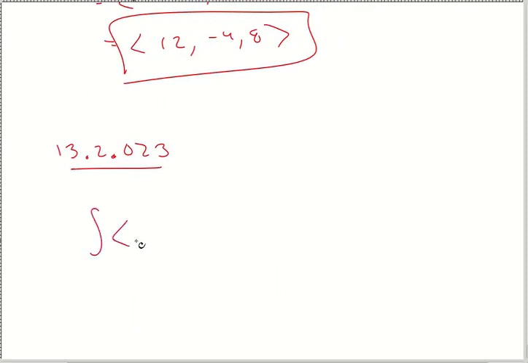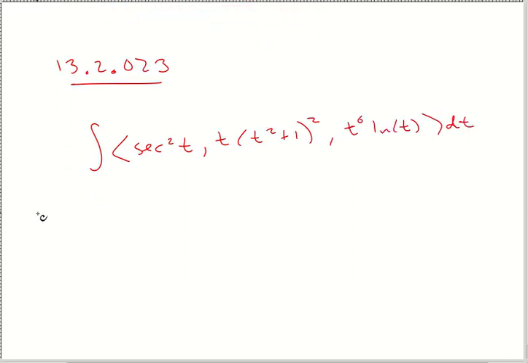13.2.023. I got integral of, and I'm going to write it with my notation, secant squared t times t squared plus 1 squared, and then finally t to the 6, not squared, t to the 6 ln of t. Now if it's been a while when you're doing basic integrals like this, just watch out. So first off, my integral of secant squared is definitely going to be a tangent t. That's easy. This here is going to be a u substitution. du is 2t dt. So dt is du over 2t. And then you can see what's happened, the t's are going to cancel, leaves a 1/2 behind. So this one's going to be a 1/2. And then my original now cubed.